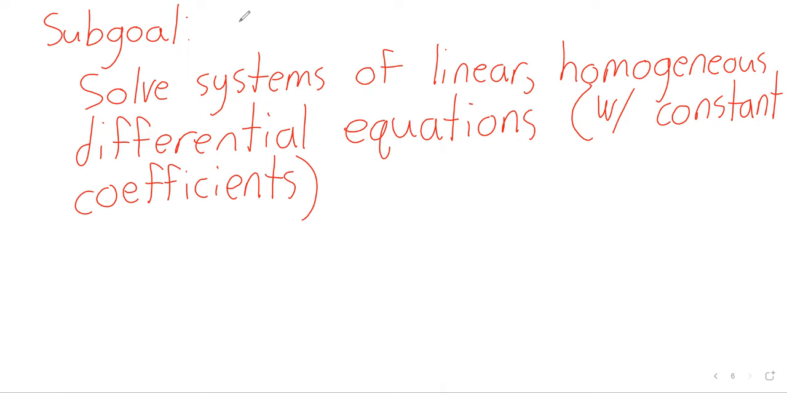And to make sure we're on the same page, I haven't put on the board a formal definition. A system of linear differential equations would look like this. Our variables are going to be x1, x2, up to xn. When we have systems, we're normally going to use the prime notation for compactness. x1 prime equals something times x1 plus something times x2. Thus, we're going to have as many equations as we have variables. Let's say we have n variables and n equations.